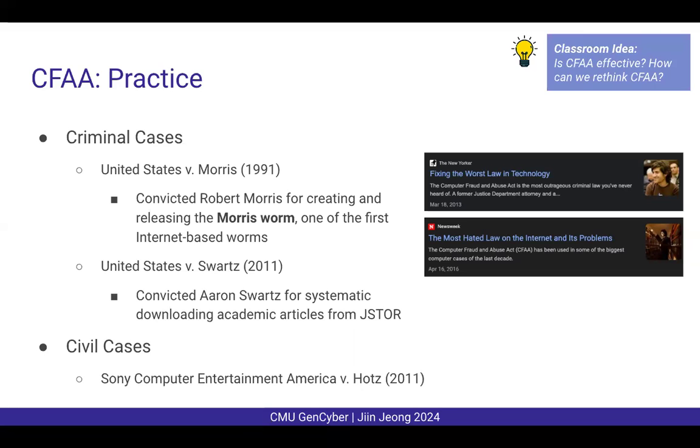However, it also has its problems and controversies. For example, we see articles referring to it as "the worst law in history" and "the most hated law on the internet," and talking about its problems and how to fix it. So a classroom idea could be going more into depth about the CFAA and talking about its effectiveness with students. What does it try to accomplish? How does it try to accomplish it? Do you agree or disagree with any portions of it? And how can we rethink the CFAA for the better?